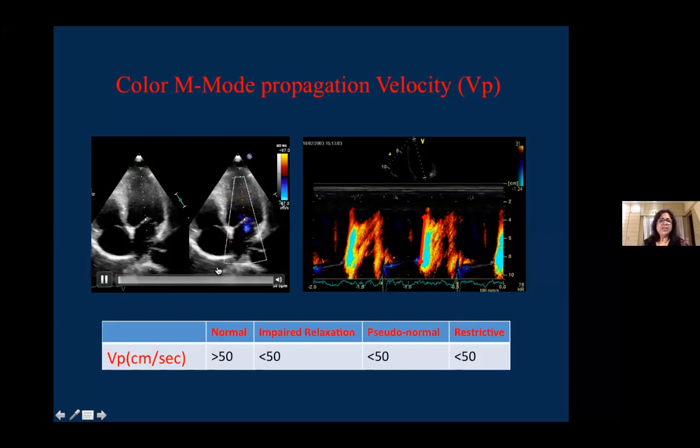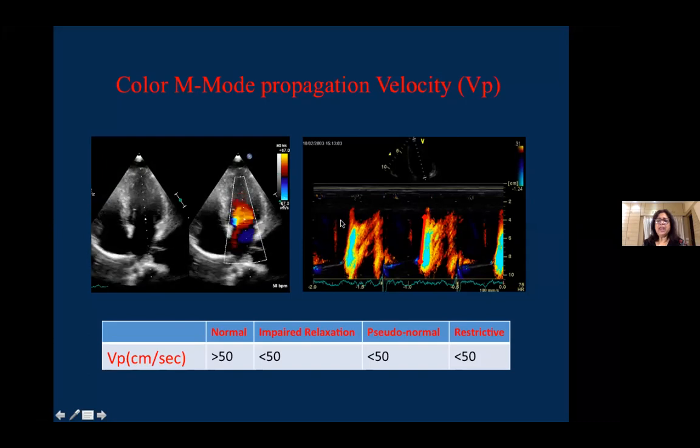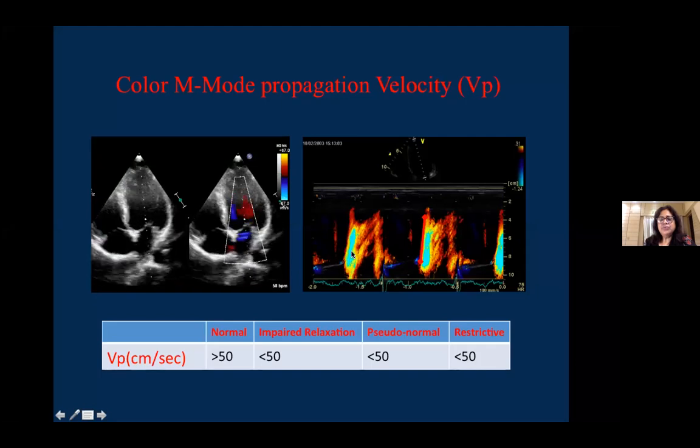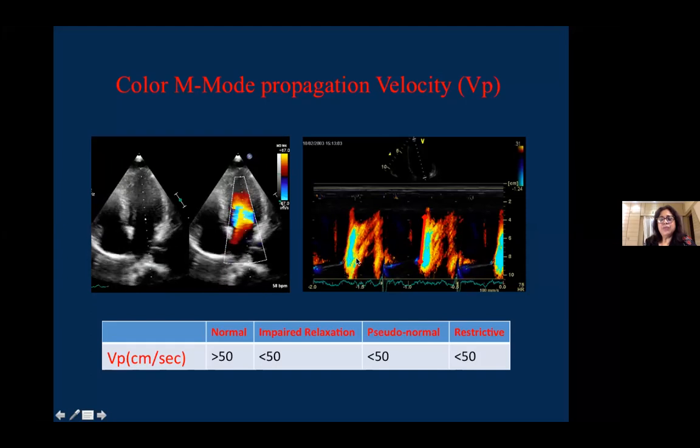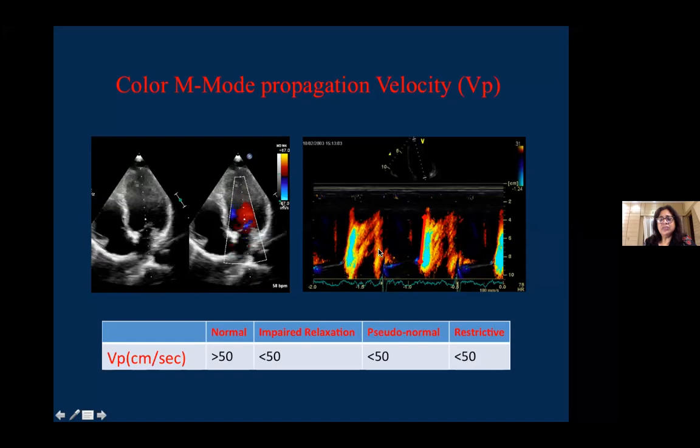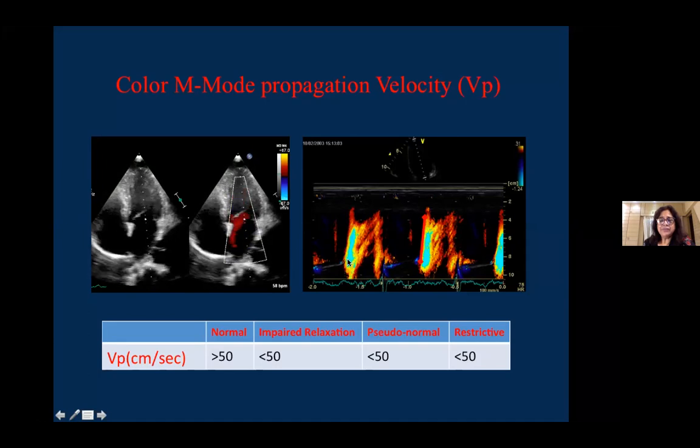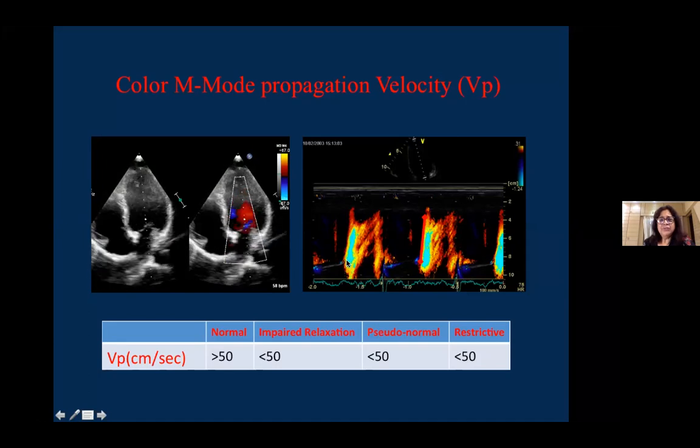So instead of pulse wave Doppler, after keeping the cursor across the mitral valve, right at the center of the mitral valve flow, if we get the M mode pattern, we are not getting the pulse wave, we are getting the M mode pattern. What we will see? We'll see two waves. You can see the first wave is due to early rapid filling phase, and the second is due to late rapid filling phase. Now, in the early rapid filling phase, we measure the propagation velocity.